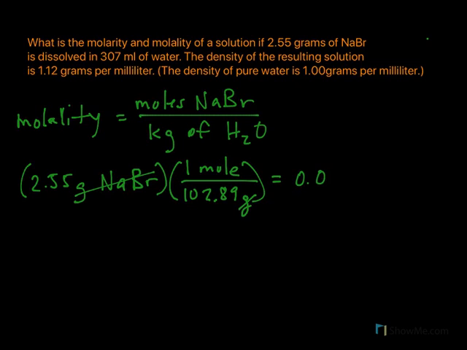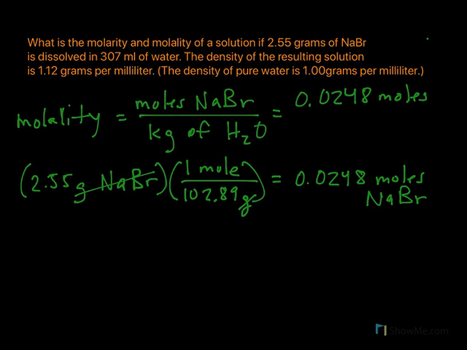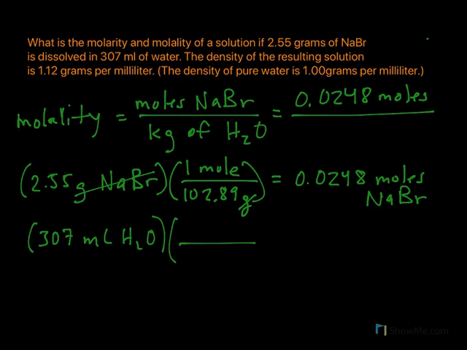And so we have 0.0248 moles of sodium bromide. So that will be our number in the numerator. Now for the number in the denominator, we need kilograms of water. Well, the question says we have 307 milliliters of water. We know that the density of pure water is 1 gram per mil, so 1 gram of water is equivalent to 1 milliliter of water.